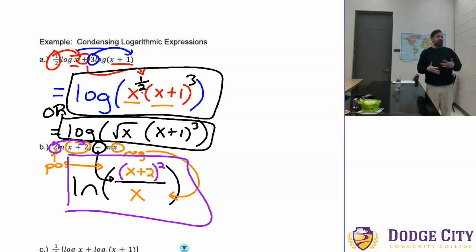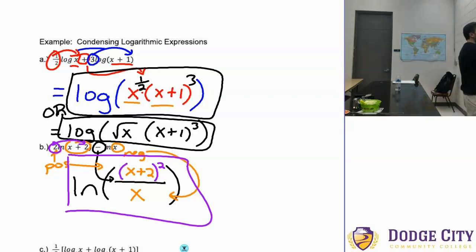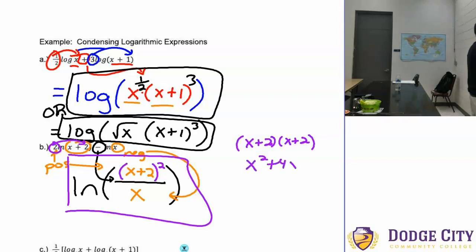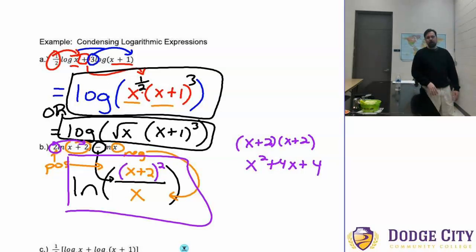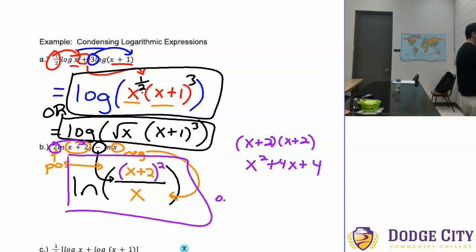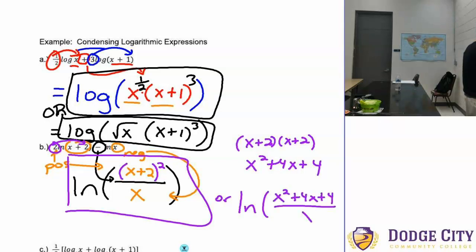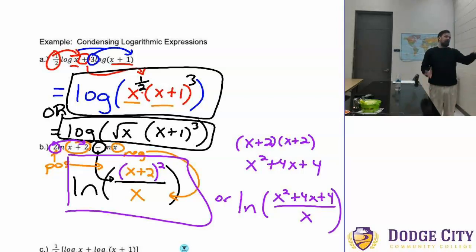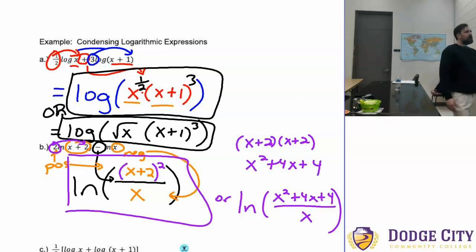Now this one you might consider multiplying this out because it's not too bad. X plus 2 times x plus 2. I'll leave that to you to work out the details, but you FOIL it, you get x squared plus 4x plus 4. So you can also write it like this, x squared plus 4x plus 4 over x. Right? But even that doesn't really simplify any further, so I'm not really sure if it's worthwhile to do that. Okay.